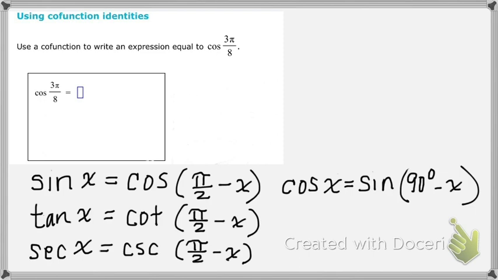Now let's go on to the question at hand, which is that if we have cosecant of 3 pi over 8, what cofunction expression is that equivalent to? Just using the formulas, I could just plug in here that it's equal to the sine of pi over 2 minus 3 pi over 8.